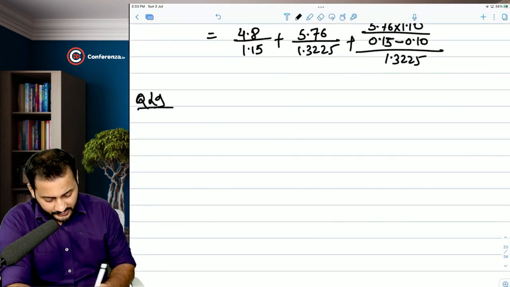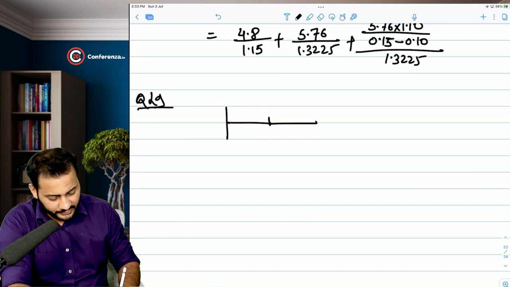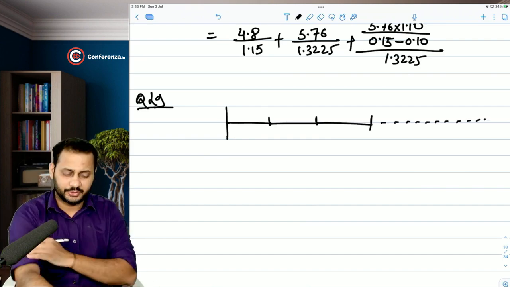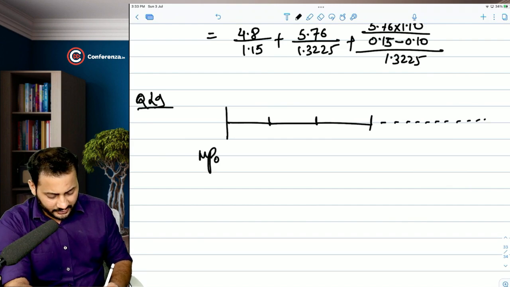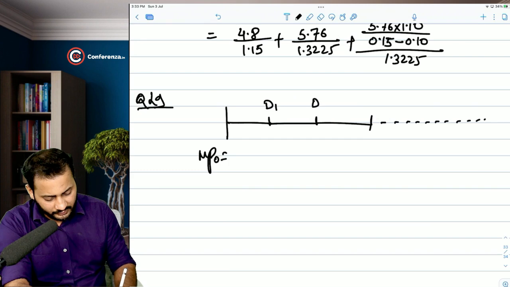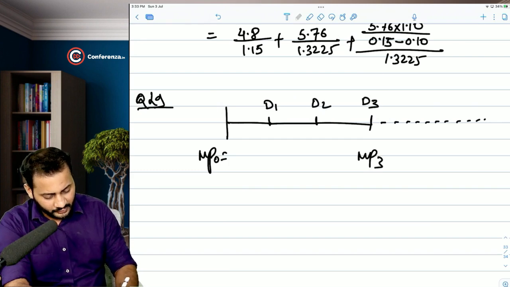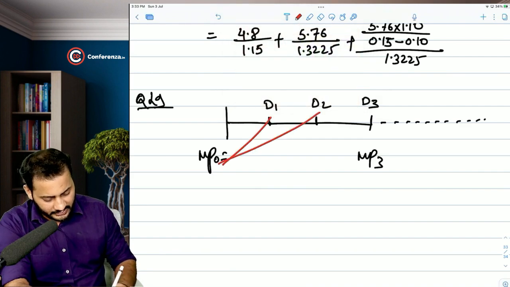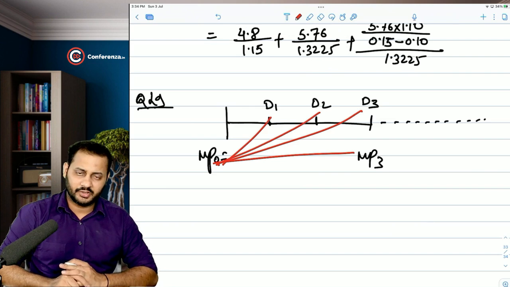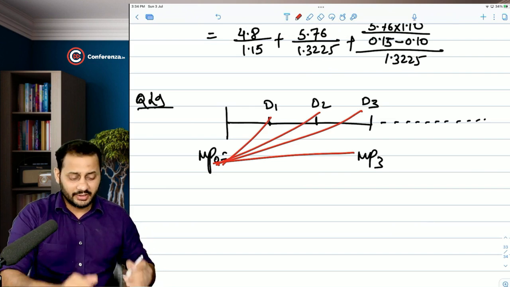Question number 29. Have a look. First year, second year, third year, and then they say that it is going to go for perpetuity. Same thing that they are asking, market price 0, and market price 0 will be nothing but the present value of D1, D2, D3 and MP3. What we have to do is the same concept that we did in the previous question. MP3. Okay, understand how to calculate MP3.